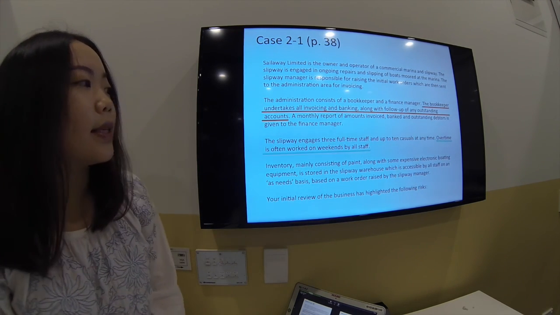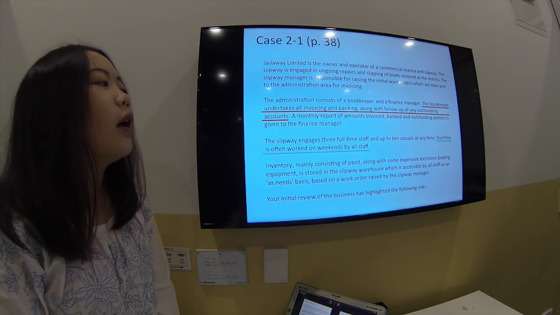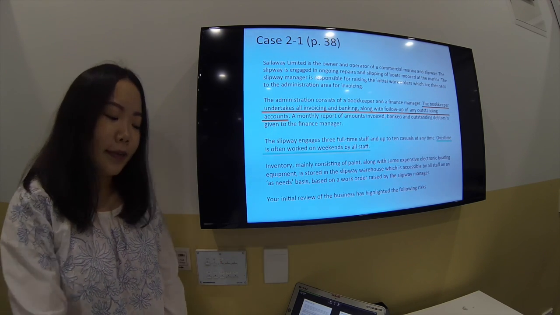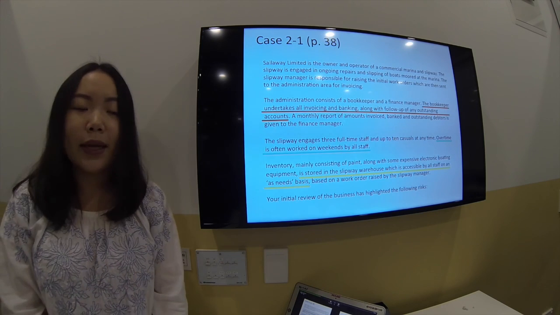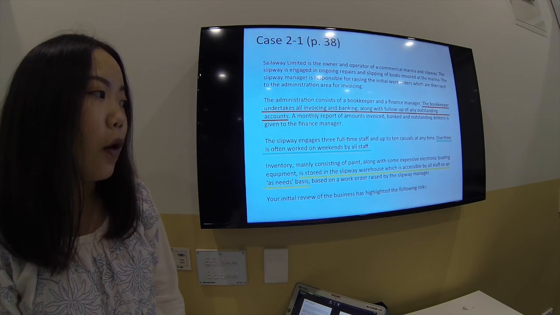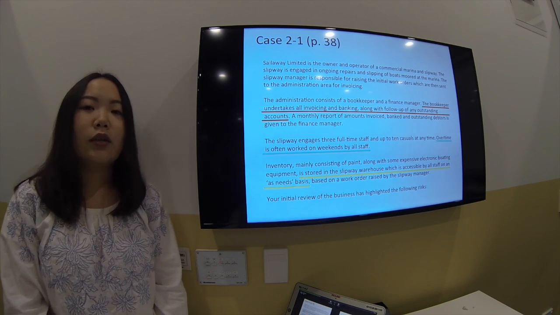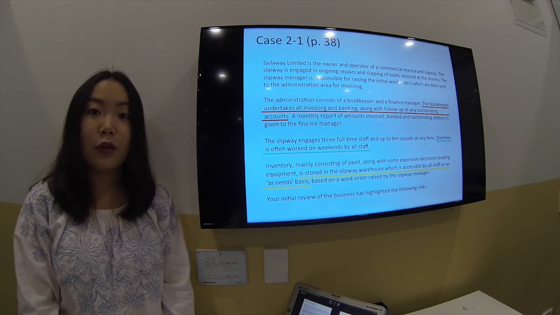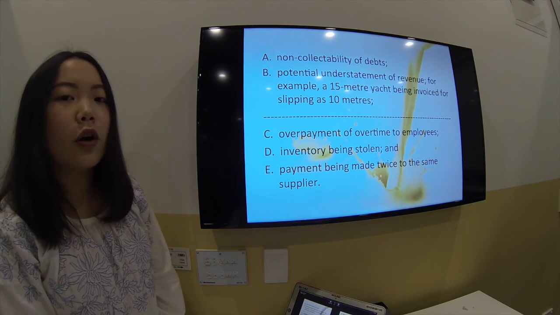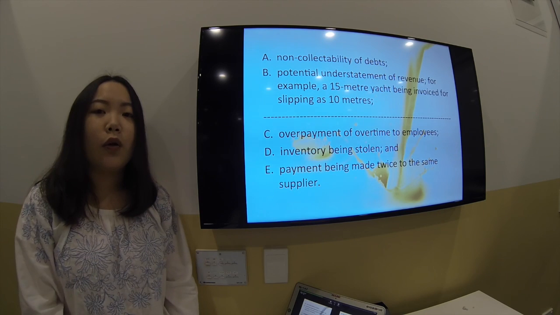Then the next sentence is overtime is often worked on weekends by all staff. The risk here could be overpayment of overtime to the employees. And the last part I would like to expand is inventory is stored in the Speedway warehouse, which is accessible by all staff on an as-needs basis. And the risk in this situation is quite straightforward, which is inventory being stolen. Now I'm going to present the practical internal control and test of control for risk A and B. Then Joyce will do the rest later.